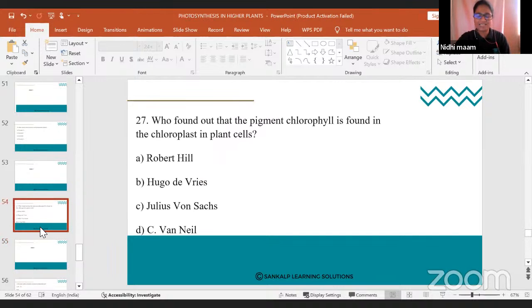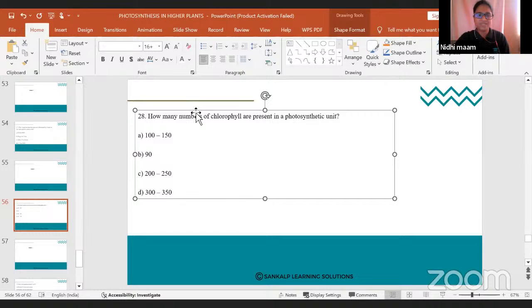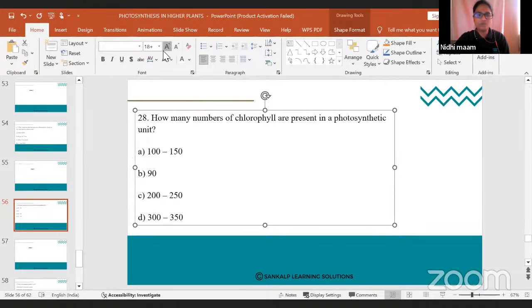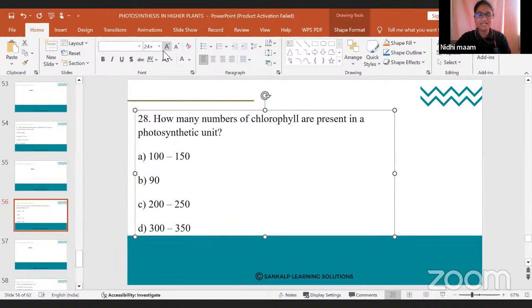So the right answer for this question is option C, that is Julius von Sachs. He was the person who discovered that pigment chlorophyll is there in the chloroplast. Next, how many chlorophylls are present in a photosynthetic unit? A is 100 to 150, B is 90, C is 200 to 250, D is 300 to 350.